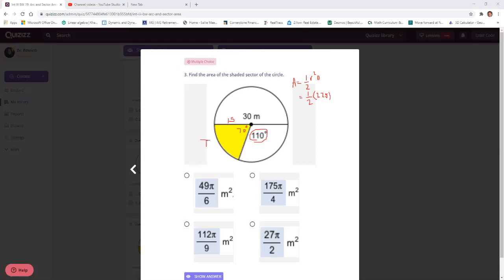Let me rewrite that. Okay, let me try this again. That has to be 7 pi over 18.